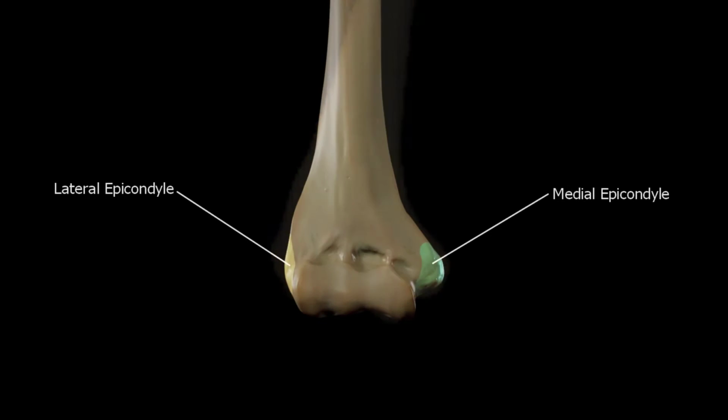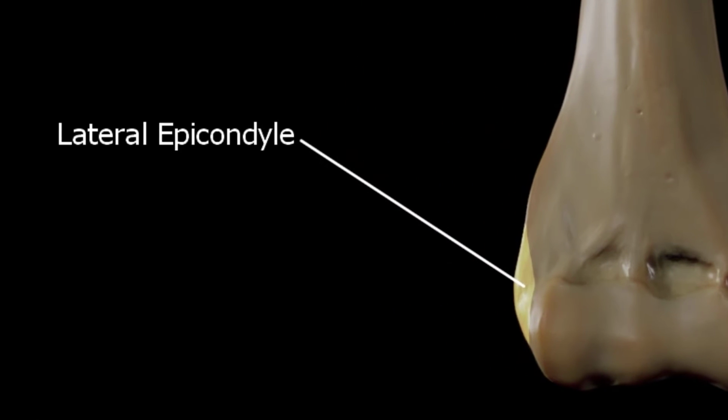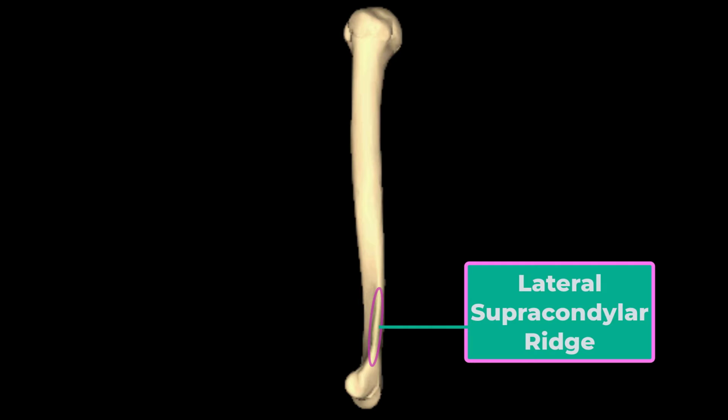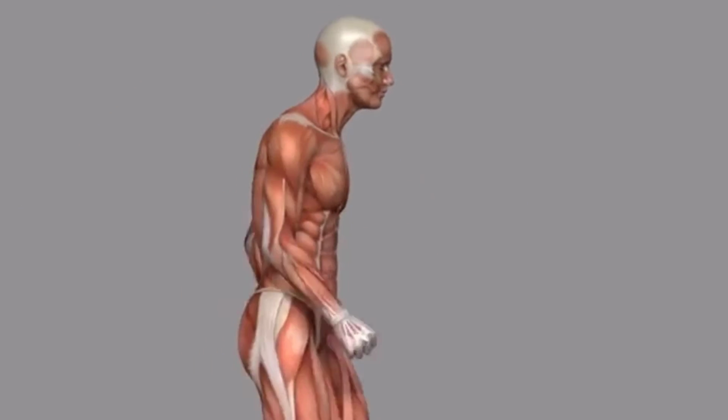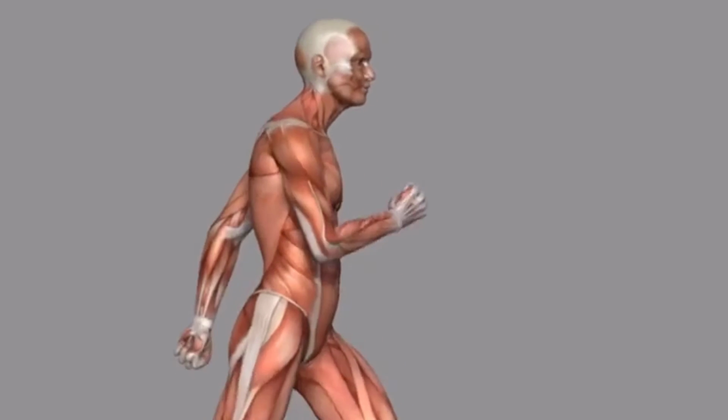Distally, the humerus becomes flattened. The prominent bony projection on the medial side is the medial epicondyle of the humerus. The much smaller lateral epicondyle of the humerus is found on the lateral distal side. The roughened ridge of the bone above the lateral epicondyle is the lateral supracondylar ridge. All of these areas are attachment points for muscles that act on the forearm, wrist, and hand.